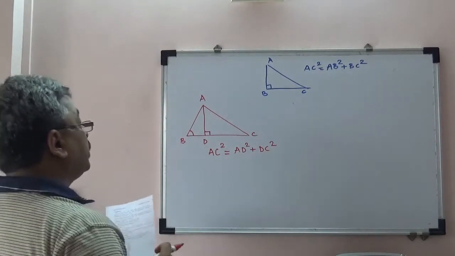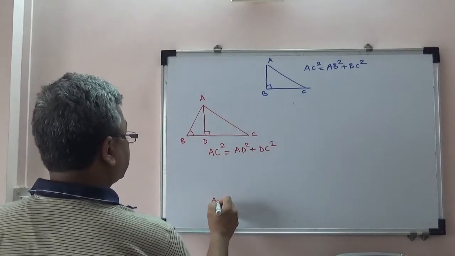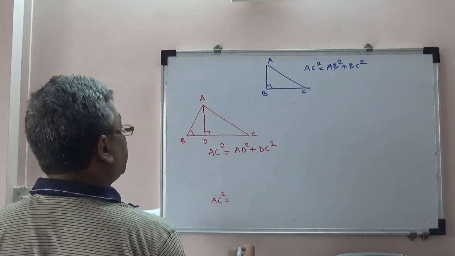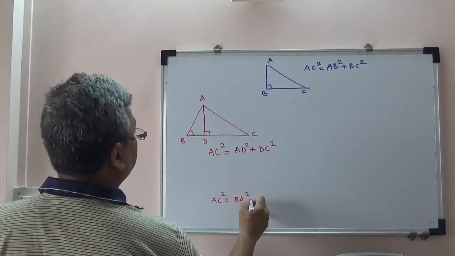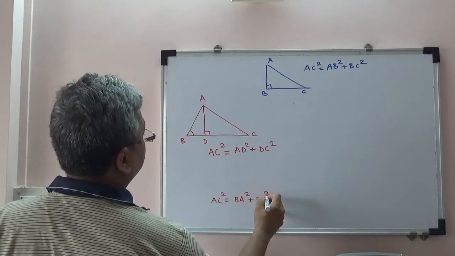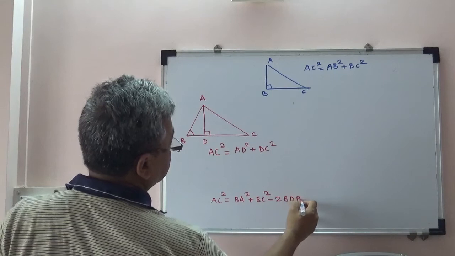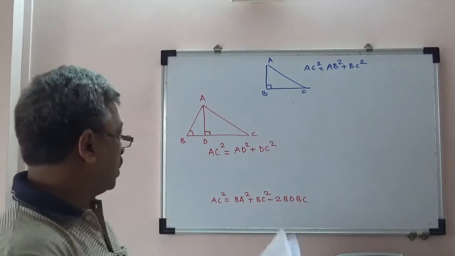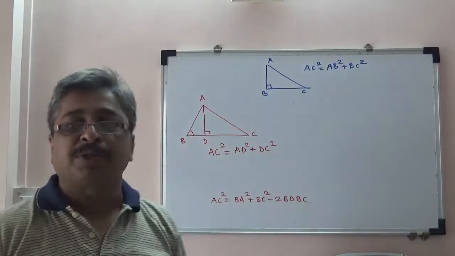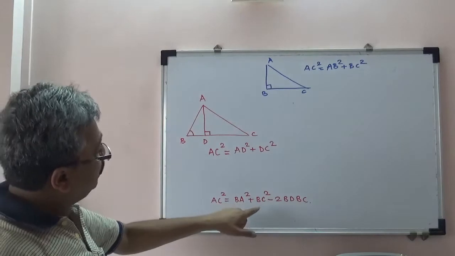Now eventually the result that we are going to prove is AC square is equal to BA square plus BC square minus 2 BD BC. This is what we want to prove. The starting point is this, there are a couple of steps in between and we should get this result. That is what we were expecting.